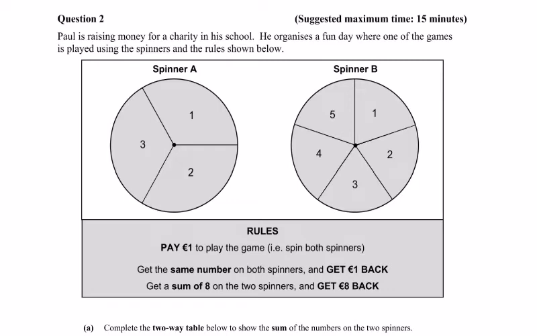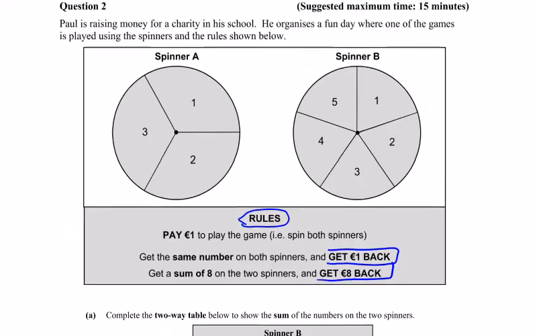So here we have a question. Paul is raising money for charity. He organises a fun day where one of the games is played using the spinners as shown. And the rules are: pay €1 to play the game and you spin both. And if you get the same number on both spinners, you get €1 back. You get your money back. And if you get 8 on the 2 spinners, you get €8 back. Wow. Okay, let's have a look here.